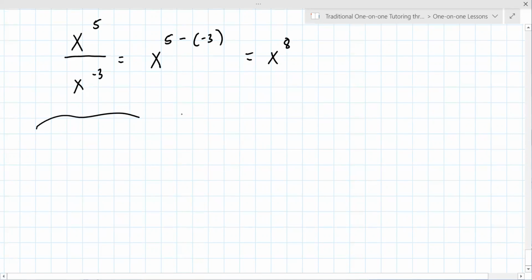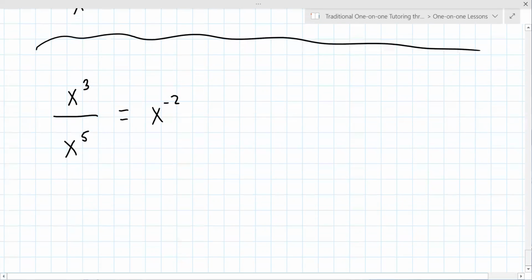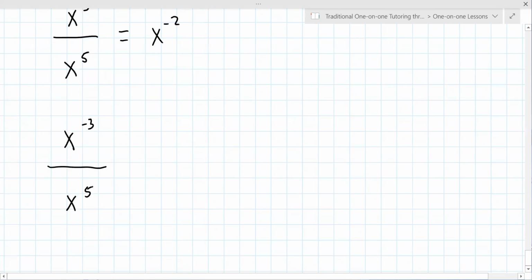Okay, so let's do a couple more here. Let's say it's x to the 3rd over x to the 5th. What does that become? x^-2. I agree, it's x to the -2. Okay. Let's try another one. How about x to the -3 over x to the 5th?